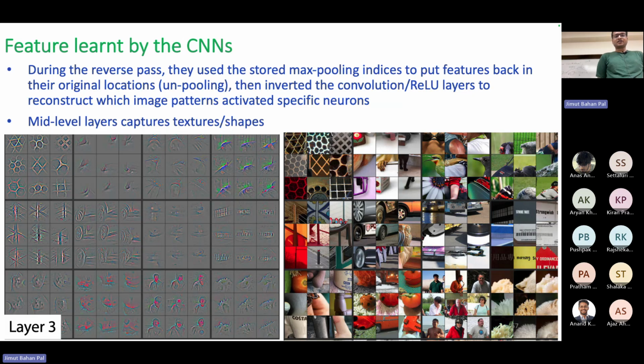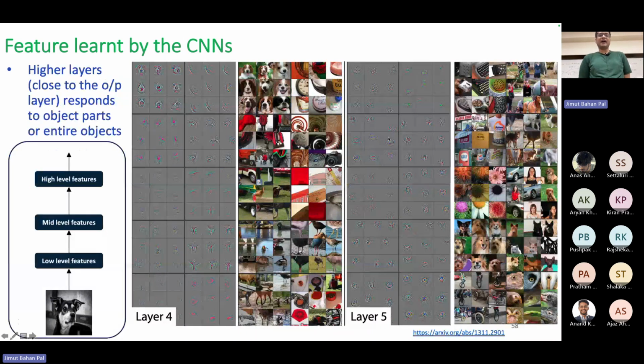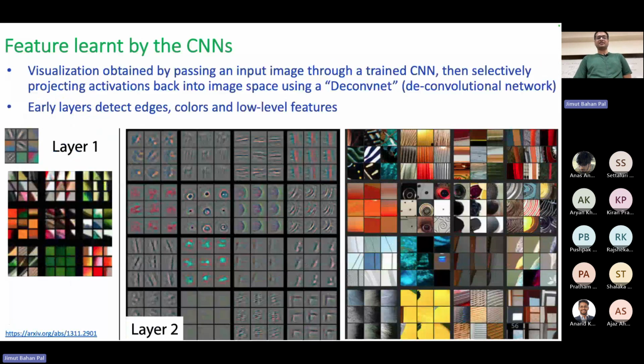What they did was use the stored max pooling indexes to put features back into their original locations, and then inverted the convolutional ReLU layers to reconstruct the image patterns that activated specific neurons. There is some complexity in this, so you can read the paper to see what exactly they have done. The final result of the paper is that the higher layers, closer to the output layer, respond to object parts, entire objects, or problem-specific features, and the initial layers respond to lower-level features like edges, color, etc.